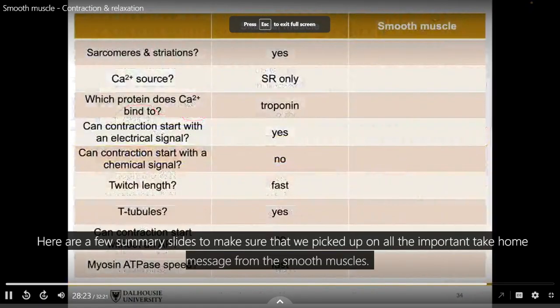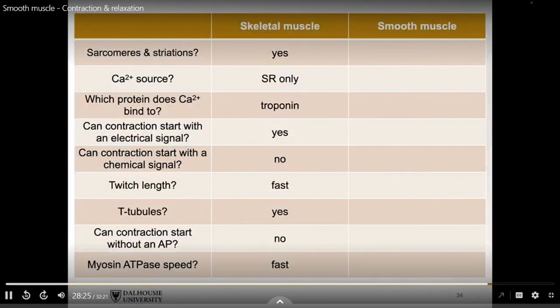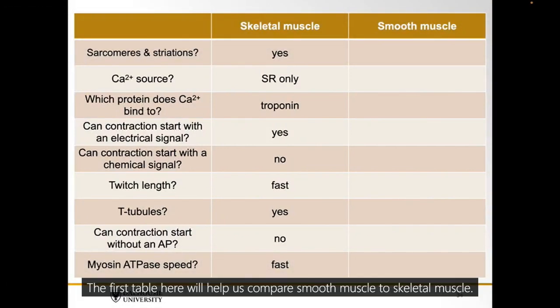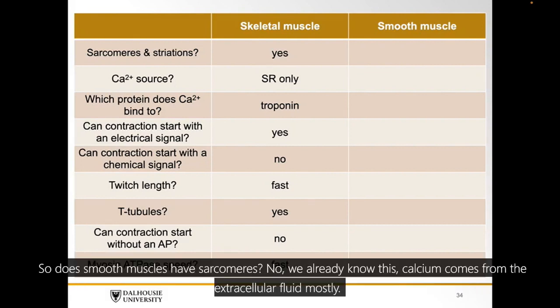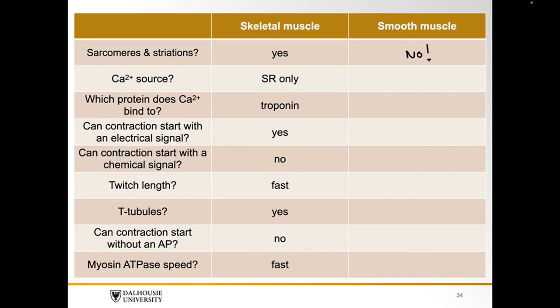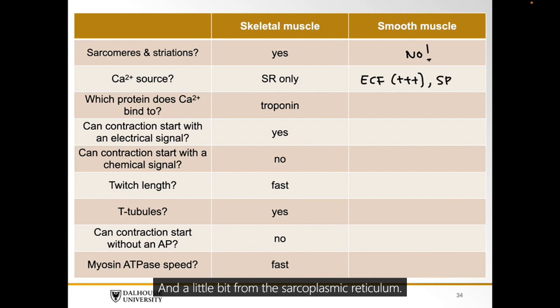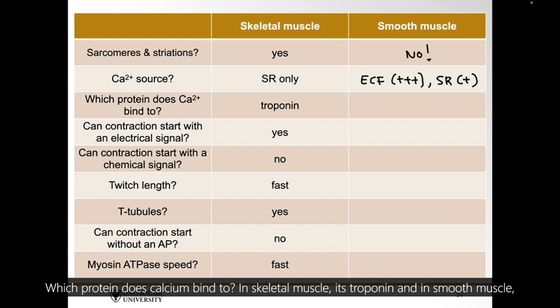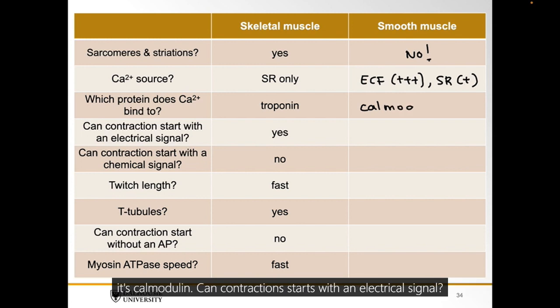Here are a few summary slides to make sure that we picked up on all the important take-home messages from the smooth muscles. The first table here will help us compare smooth muscle to skeletal muscle. So do smooth muscles have sarcomeres? No, we already know this. Calcium comes from the extracellular fluid mostly, and a little bit from the sarcoplasmic reticulum. Which protein does calcium bind to? In skeletal muscle, it's troponin. In smooth muscle, it's calmodulin.